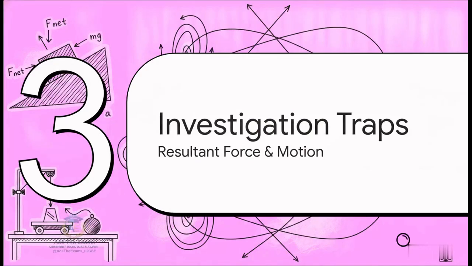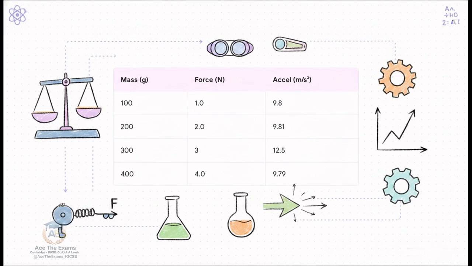Section 3. Practical investigation traps. Let's apply our framework to a classic Cambridge-style resultant force and motion investigation. These practical questions, man, this is where the boundary between an A and an A star is usually decided. Look closely at this typical student table, measuring mass, resultant force, and acceleration. A student sets up an experiment, measures the force applied to different masses, and records the resulting acceleration.